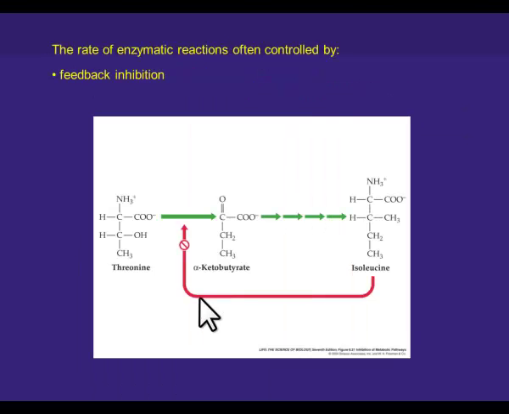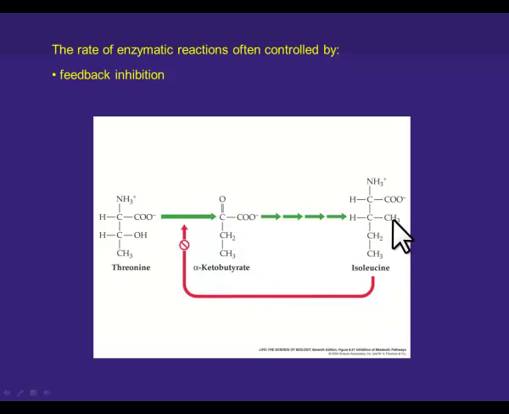Enzymatic reactions are also controlled by a process called feedback inhibition. This is where the accumulation of a product that is sometimes several steps away in a metabolic pathway inhibits an earlier step in the process, specifically by acting on the enzyme that's involved in that process.